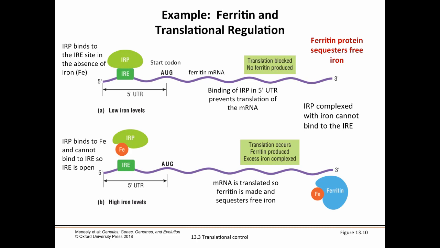So your book talks about translational regulation. Not a lot is known about translational regulation, but essentially there are a couple of well-studied examples, and your book talks about both of them. The first one of them has to do with iron presence in the body.